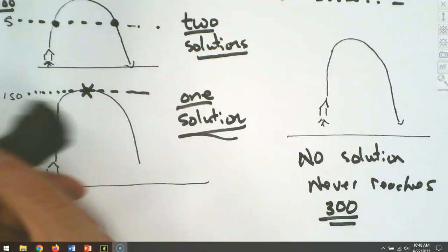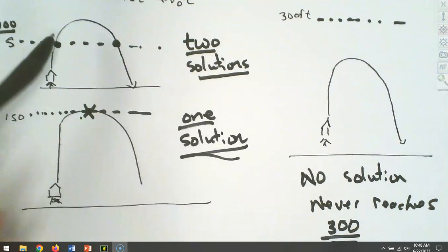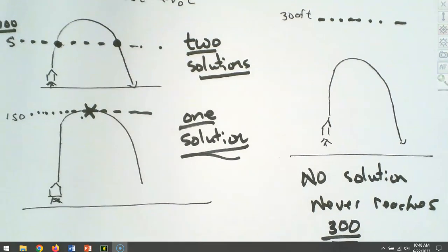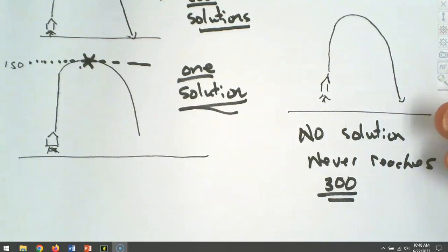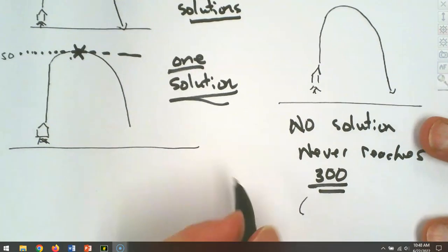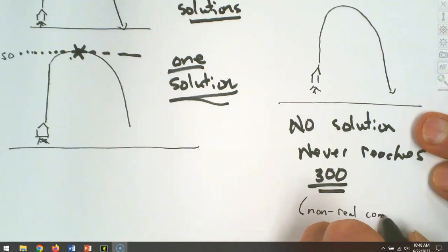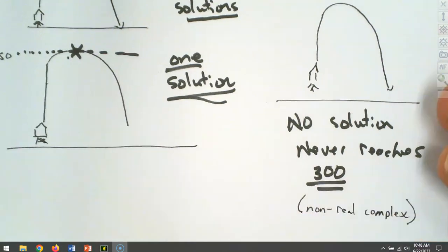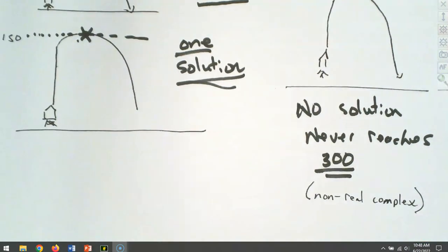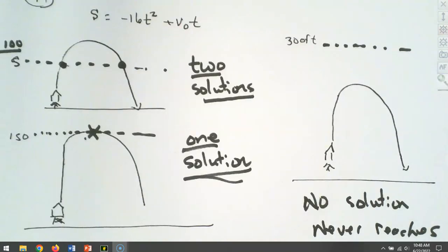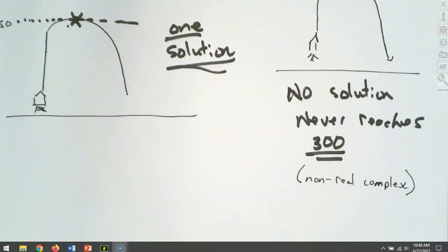So those are the three scenarios that you can have. One solution hits that maximum. Two solutions going up and back down. And no solution because it never reaches it. Now, if it never reaches it, that means you're going to get non-real complex answers. So if you get non-real complex answers, that means you're asking it to do something that can't be done. You're asking this rocket to go up 300 feet, but it can't do it. So it never returns a real solution. What you would get out is non-real complex solutions, so that means there's really no solution.